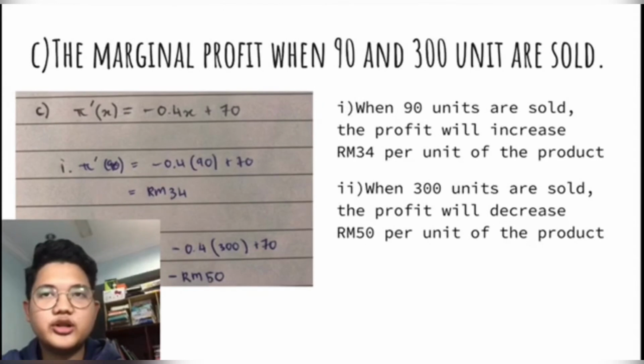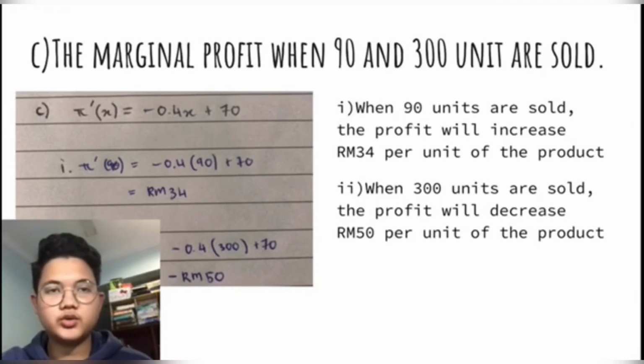So the second one, we substitute the value of 300 into the x inside the equation. So we got a negative value, which is 50 ringgit. We can define that when 300 units are sold, the profit will decrease by 50 ringgit per unit of the product. So from that question, we can see that as the number of medicine bottles increases, the profit decreases. It is because the larger the number of products manufactured, the larger the cost.